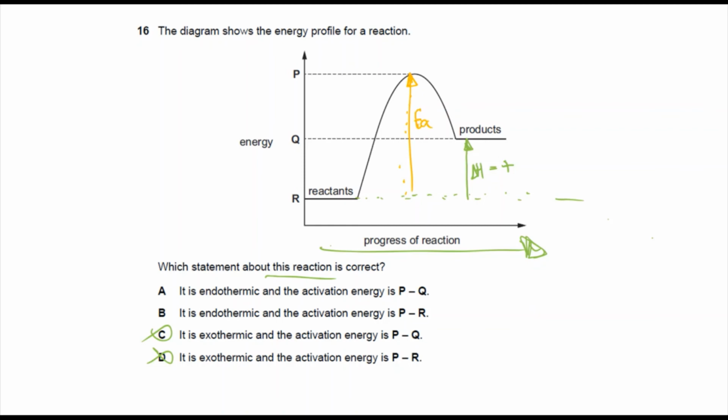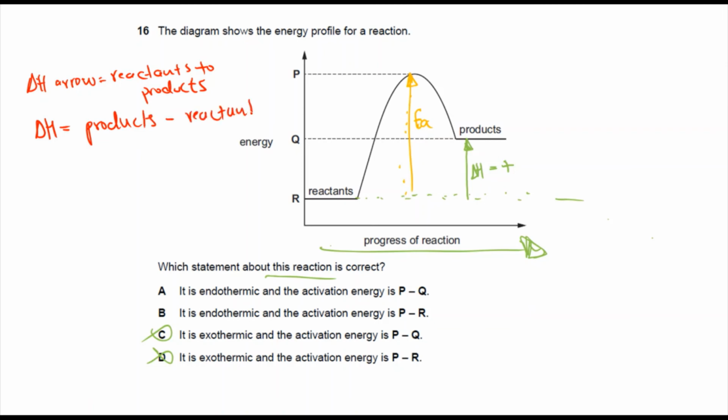अच्छा, लेट मी गिव अ वेरी क्विक टिप. Remember, the delta H arrow will always go from reactants to products. Okay, but the value of delta H will always be calculated by finding the energy of the products and subtracting it from that of the reactants. ठीक है, ये बहुत इंपॉर्टेंट बात है मैं यहाँ कर रही हूँ.